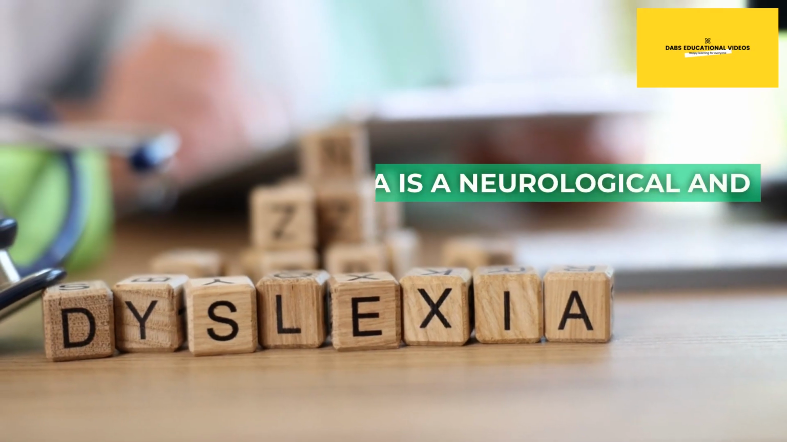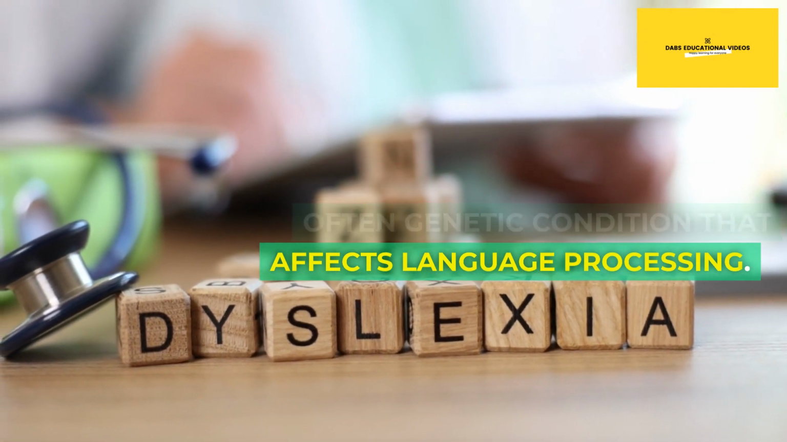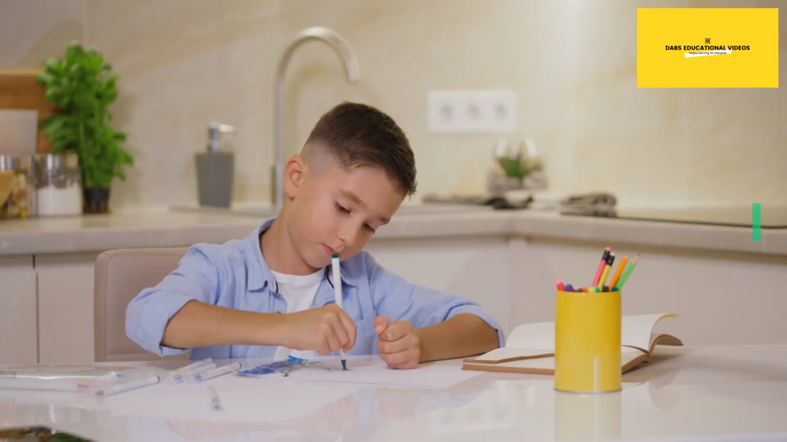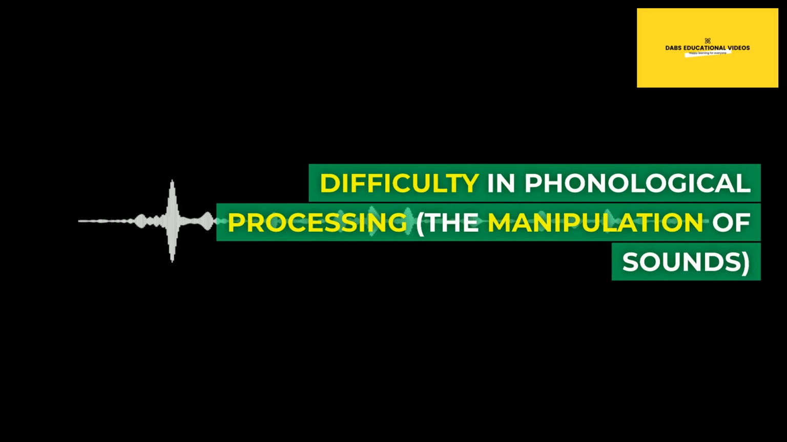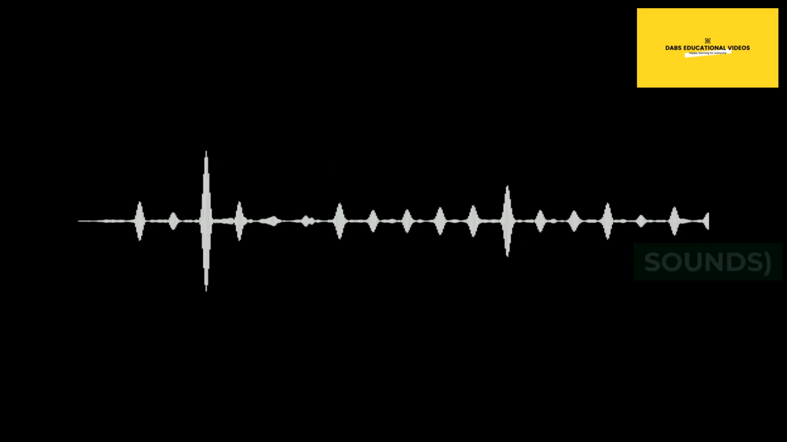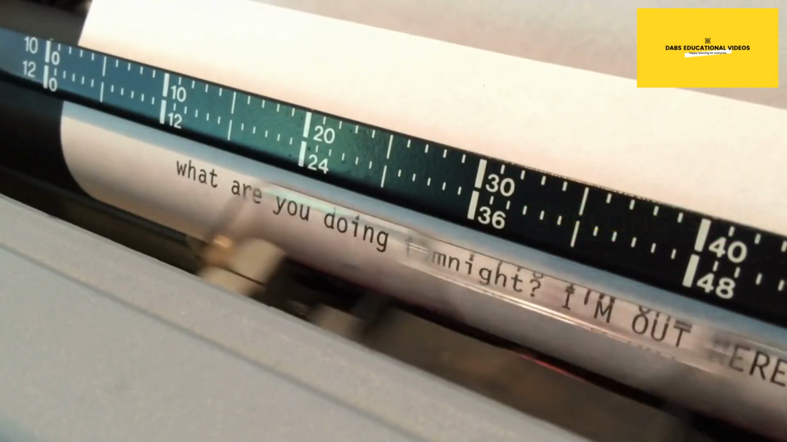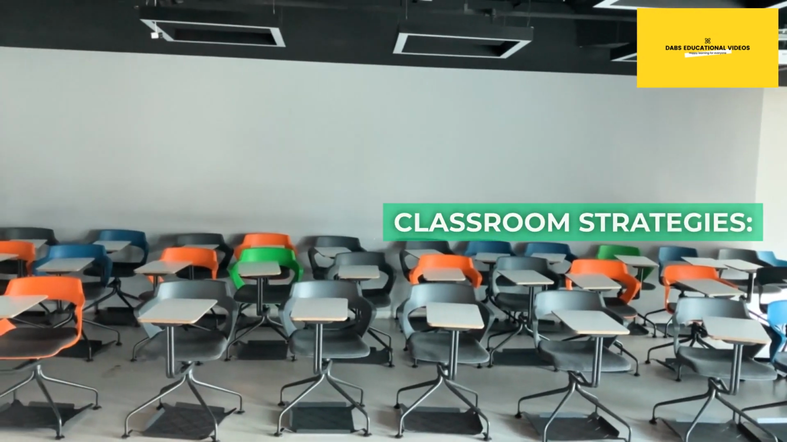Dyslexia. Dyslexia is a neurological and often genetic condition that affects language processing. It is not an issue of intelligence or laziness. Signs and symptoms. Difficulty in phonological processing, the manipulation of sounds. Problems with reading comprehension. Spelling issues. Difficulty recognizing written words.